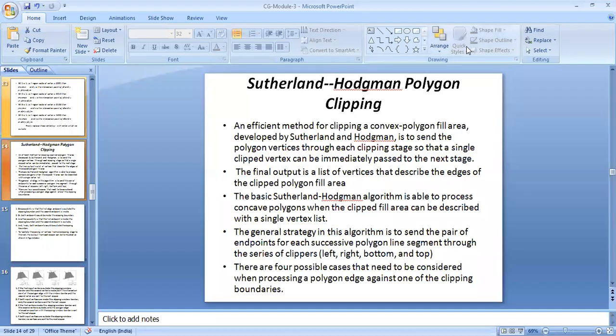The one that they have kept for your syllabus is Sutherland-Hodgman polygon clipping. Sutherland and Hodgman were the two persons who formed this simple algorithm for clipping a polygon, so obviously the name of this polygon clipping came under their names. Sutherland-Hodgman clipping.